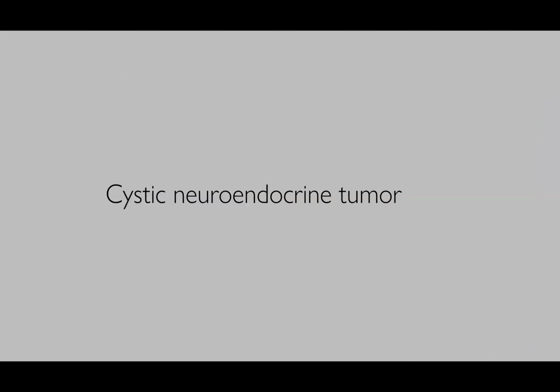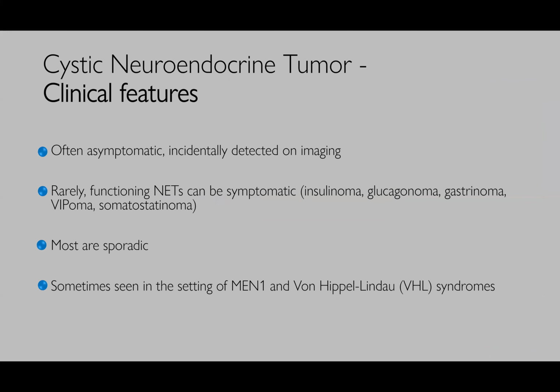Next, let's move on to cystic neuroendocrine tumor. These cystic neuroendocrine tumors are almost always asymptomatic because they're usually non-functional and almost always detected incidentally on imaging. Rarely you have a functioning NET, and they can have symptoms depending on what kind of hormones they produce. Most of these are sporadic. Occasionally, you'll come across some patients who have a familial history of neuroendocrine tumors. Typically, these are patients who have MEN1 syndrome, VHL, or some other rarer familial entities such as neurofibromatosis.